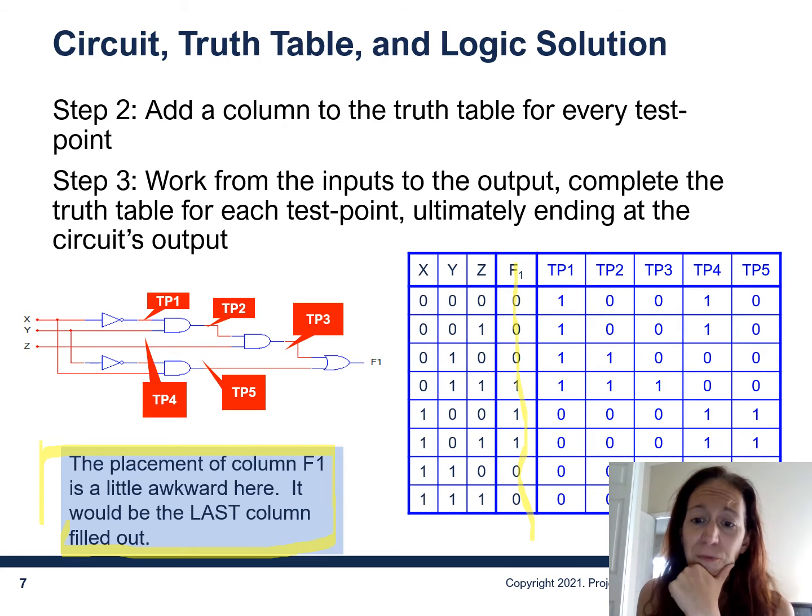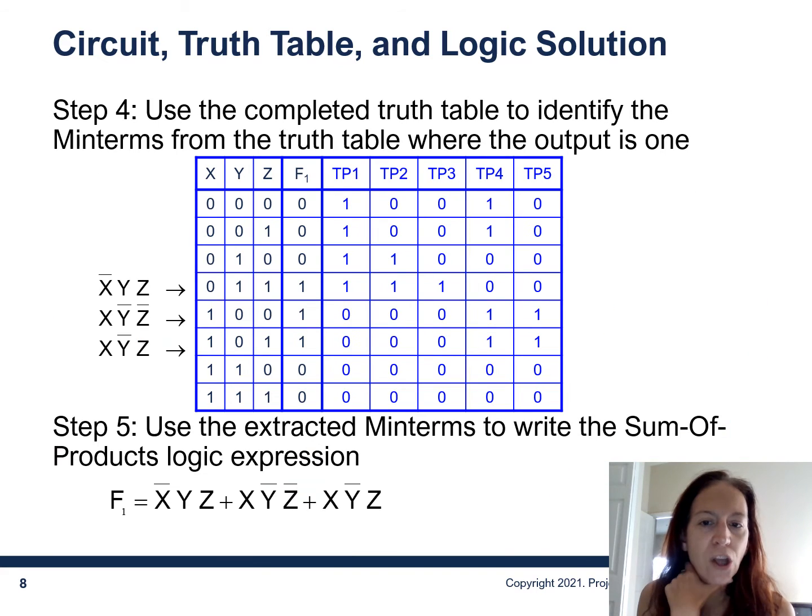It's bad enough with a circuit with like 6 or 7 gates, but if you get up to a circuit with hundreds of gates, you would not want to do this process. You'd have to break it down into more manageable chunks. All right, so here's the completed truth table, and then we would identify the min terms from that.